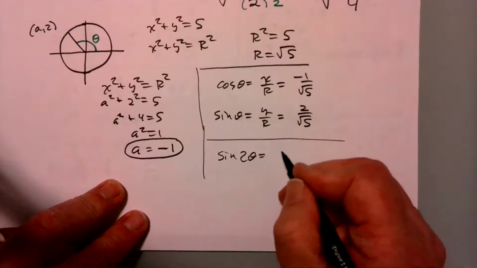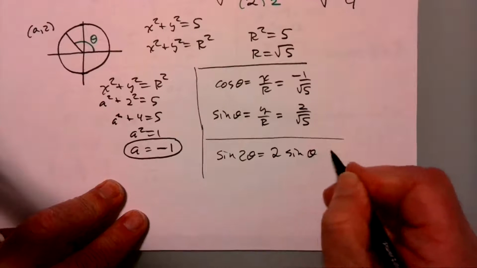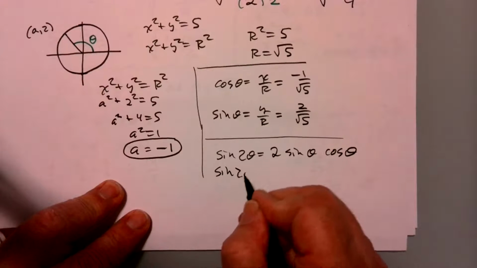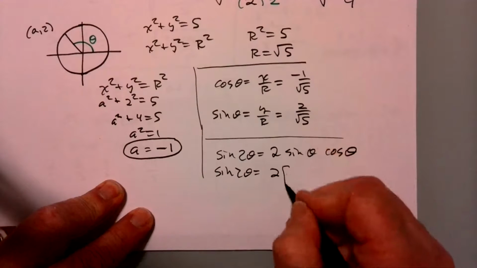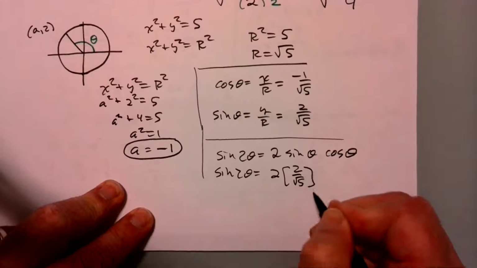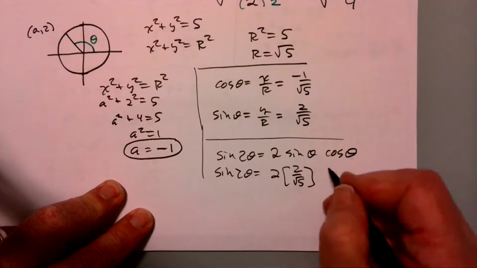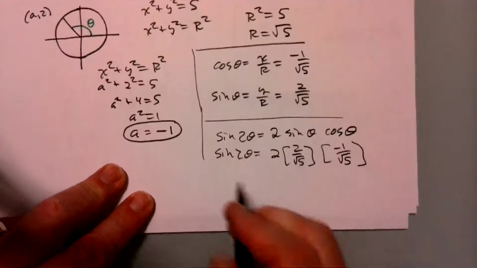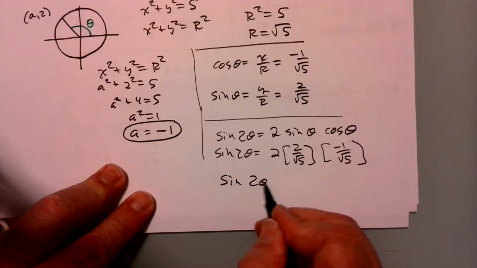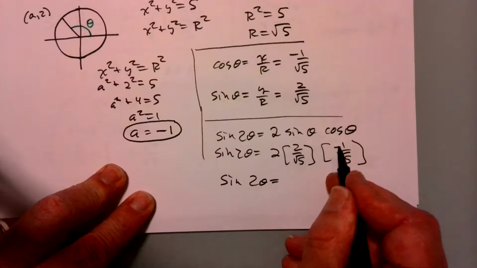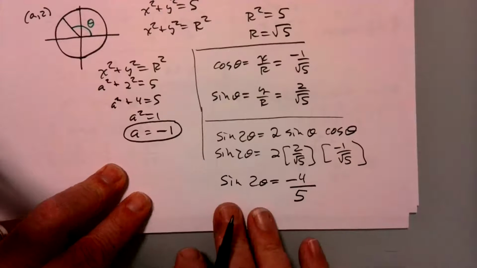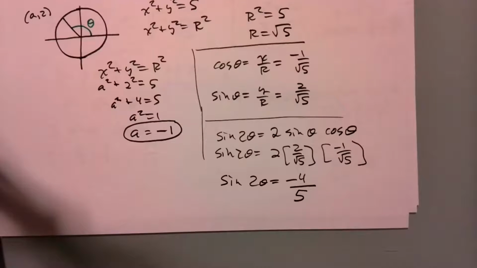Sine of 2 theta is 2 sine theta cos theta. So sine of 2 theta is 2 times sine theta, which is 2 over root 5, times cos theta, which is -1 over root 5. So sine of 2 theta is what? 2 times 2 is 4 times -1 is -4 upstairs. Root 5 times root 5 is 5. So sine of 2 theta is -4 over 5.